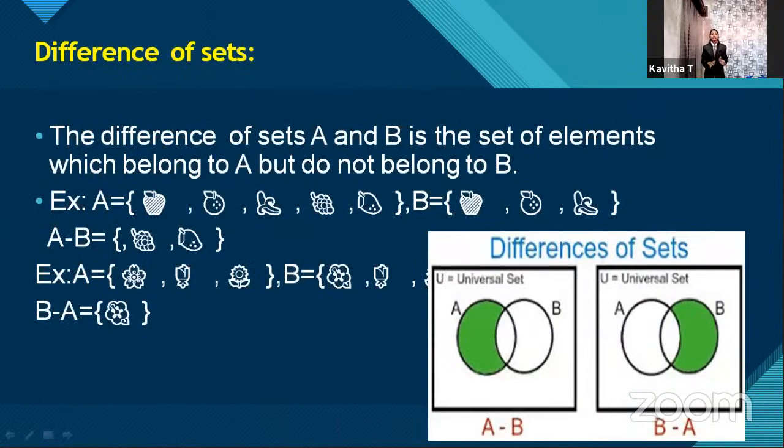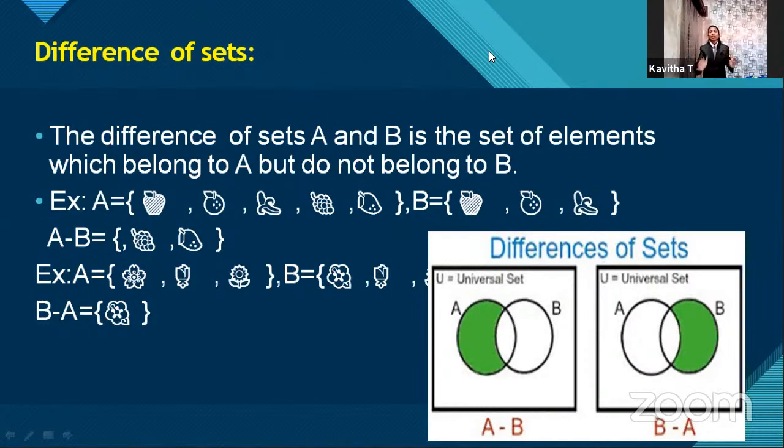Next, difference of sets. The difference of sets A and B is the set of elements which belong to A but do not belong to B. Okay, in the slide, set A contains apple, orange, banana, grapes, and mango. And B contains apple, orange, and banana. Now we have to do A minus B. We have to subtract B from A.